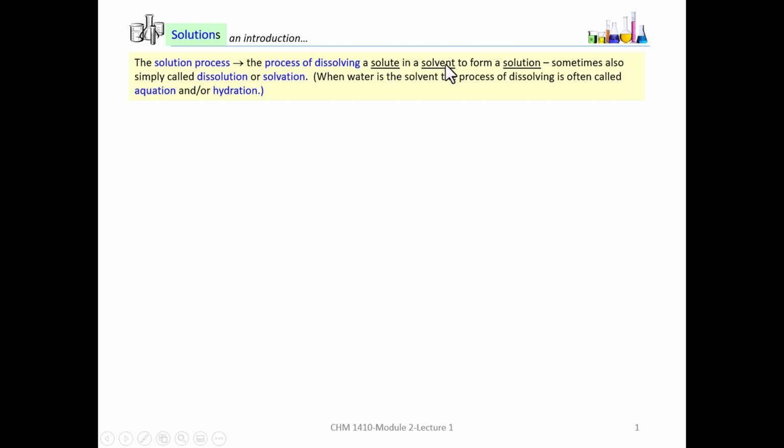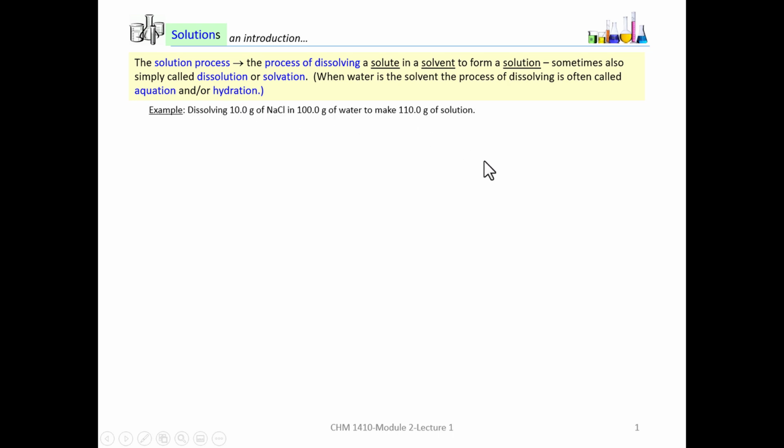I've underlined these three words because keeping track of each of them and what they really mean will become important later, even when we start doing calculations. The process of dissolving is sometimes simply called dissolution or even solvation. And when water is the solvent, the dissolving is oftentimes called hydration.